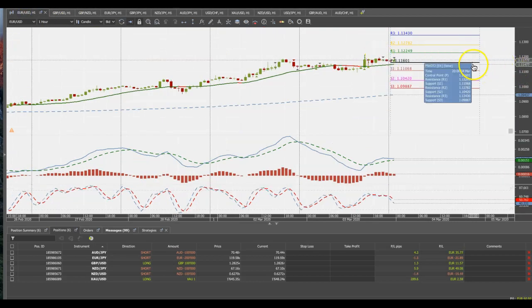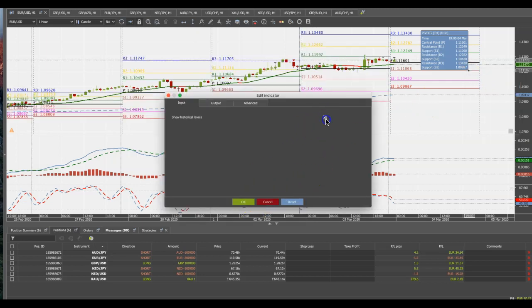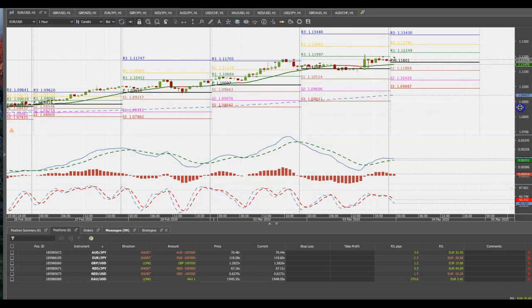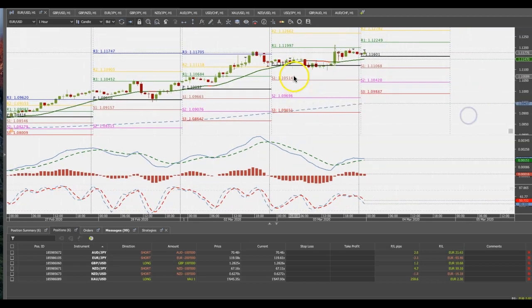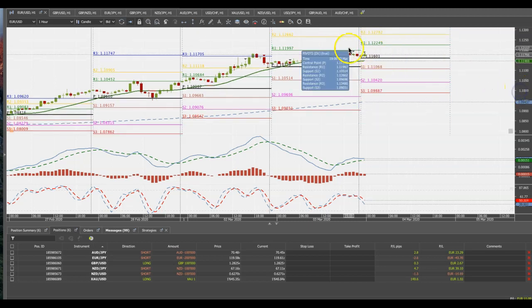Euro dollar, same thing. Okay, we had price above the central pivot point, above the 21 moving average during the New York session, and it did rally, but stalled out. So I'm waiting for a pullback to buy again.